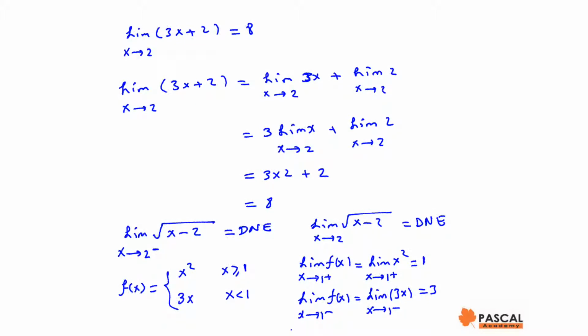The right side and left side limits both exist, but they are not the same. Therefore, the limit of f of x as x approaches 1 does not exist. We know the limit of a function as x approaches a exists if and only if both the right side and left side limits exist and they are equal.